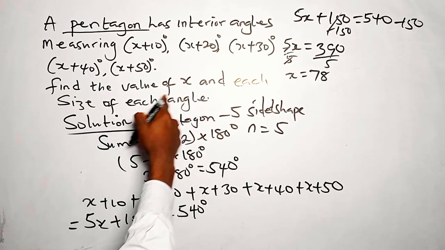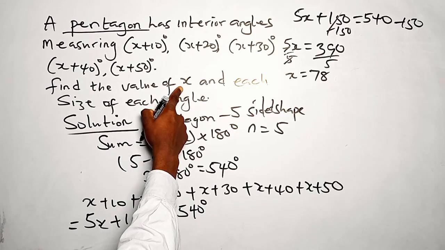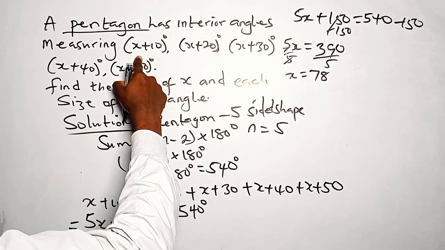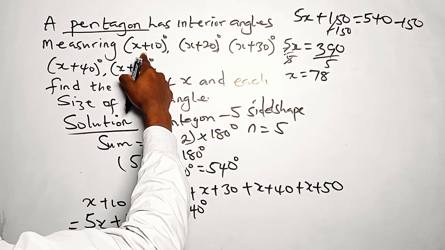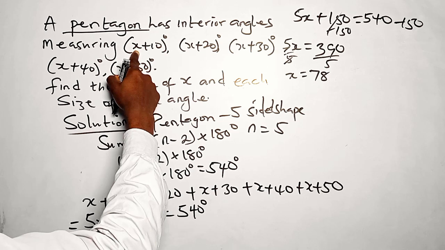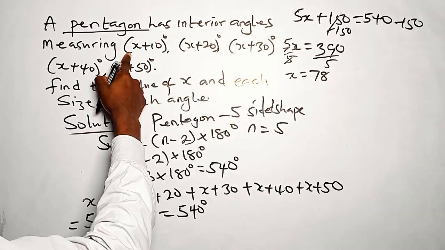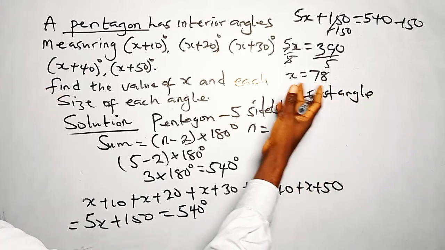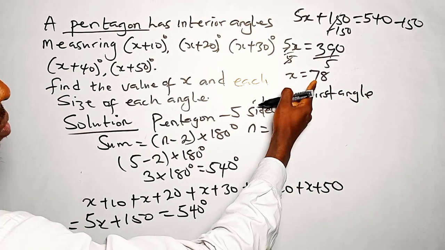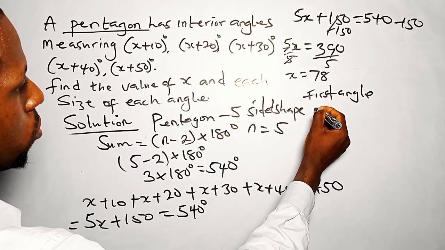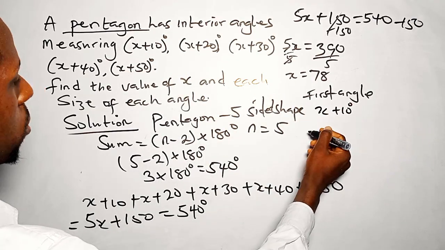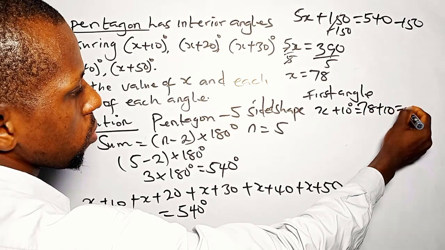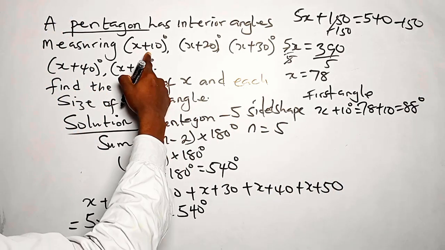So for the size of each angle, since we have determined x to be 78, what we have to do is substitute this back, replacing x in each angle with 78. Let's start with the first angle. We want to know the actual size of each angle now. The first angle is x plus 10 degrees, so that means 78 plus 10, which gives us 88 degrees for the first angle.